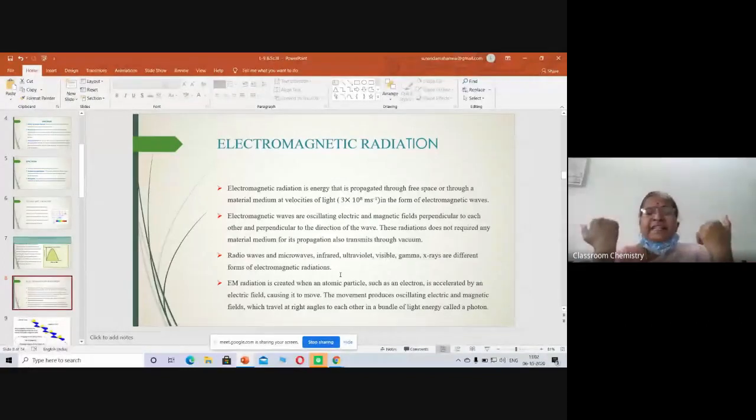These radiations are electromagnetic radiation. मग इलेक्ट्रोमॅग्नेटिक रेडिएशन म्हणजे काय? It is the energy. That energy is propagated through free space. म्हणजे व्हॅक्युम मधनं सुद्धा ते ट्रॅव्हल होतात, प्रोपॅगेट होऊ शकतात. आणि याची व्हेलॉसिटी ही हाय आहे, that is 3 × 10⁸ meter per second.